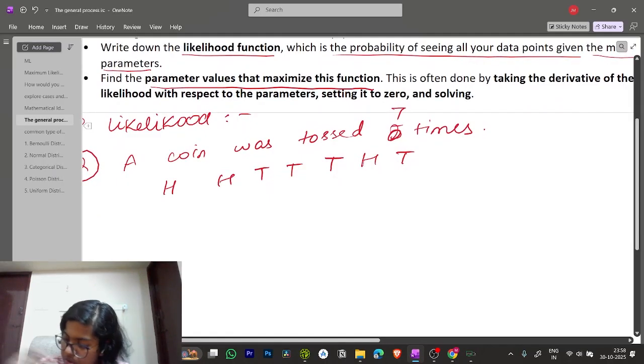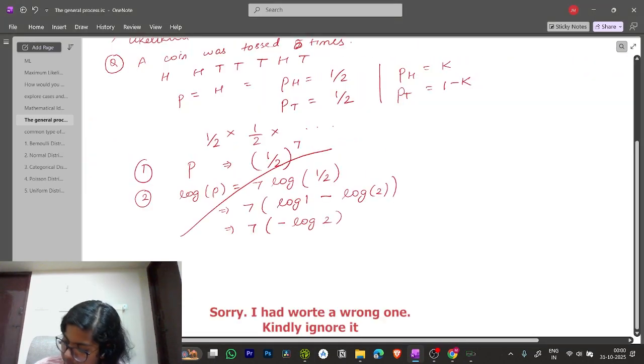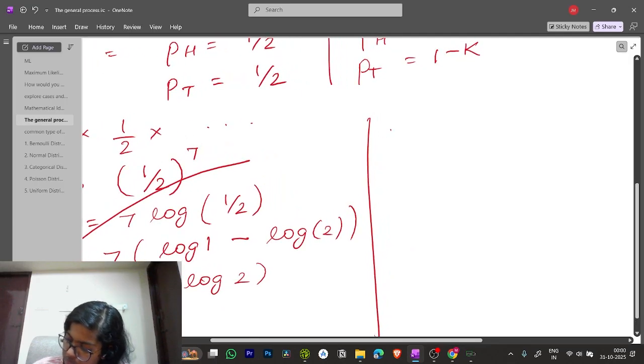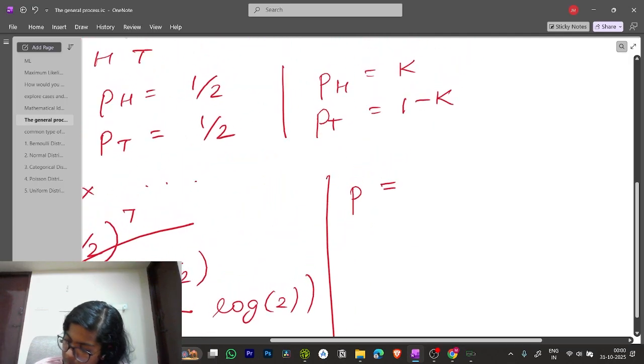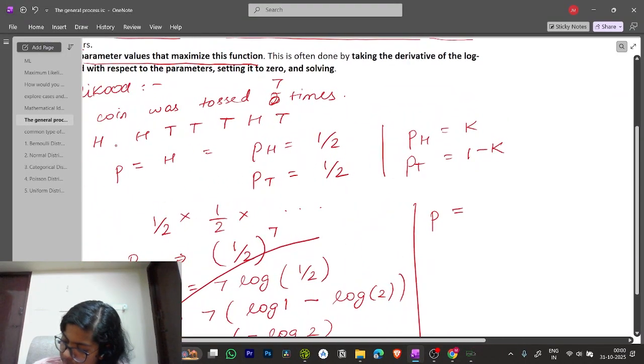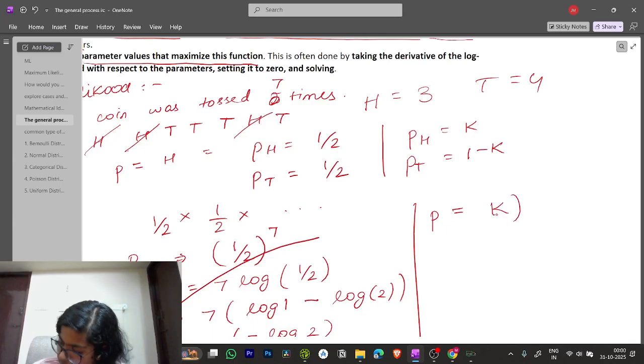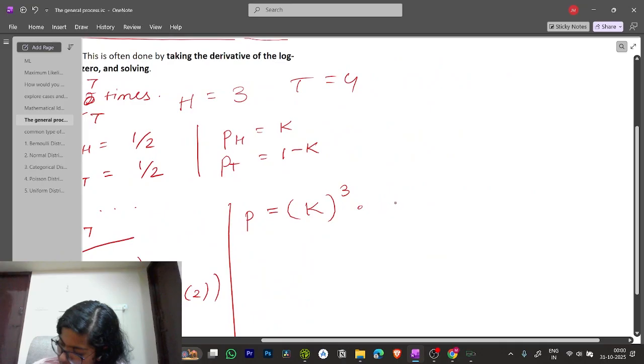So here, what distribution do we use? We just discussed it, we use the Bernoulli distribution. P of heads is k and P of tails is 1 minus k. So P is equal to, how many times have we tossed? There are 3 heads and 4 tails. So that will be k to the power 3 into 1 minus k to the power 4.